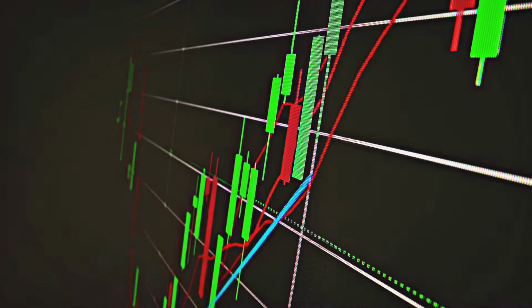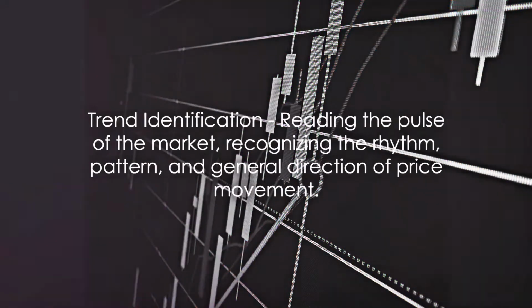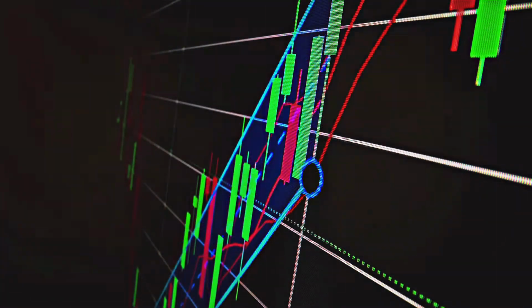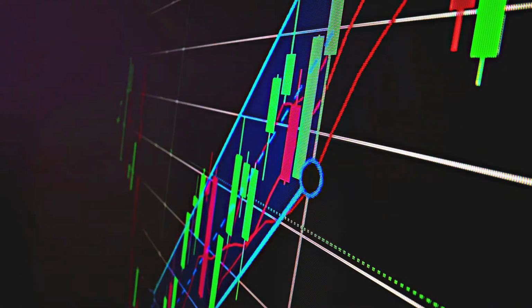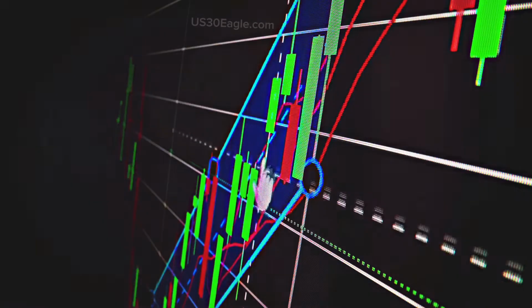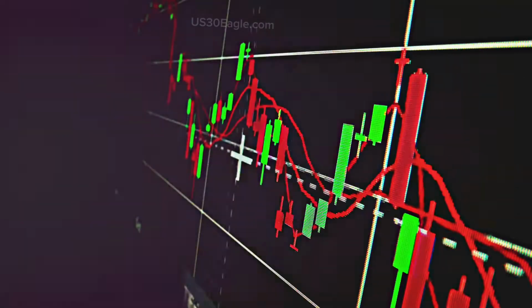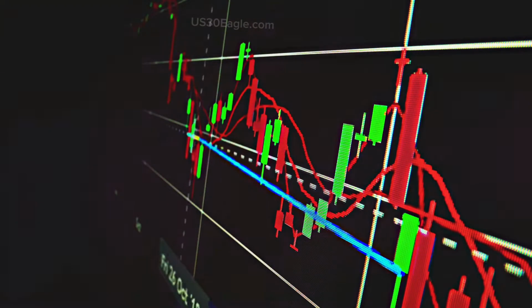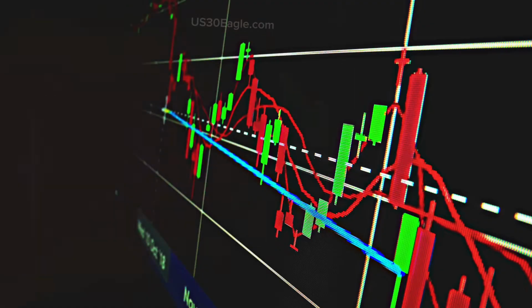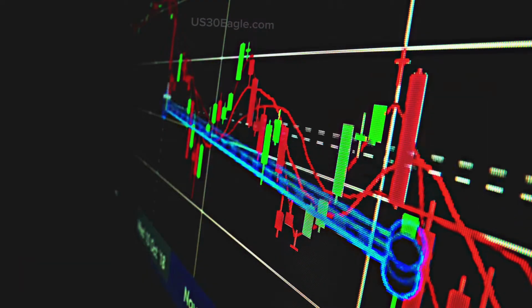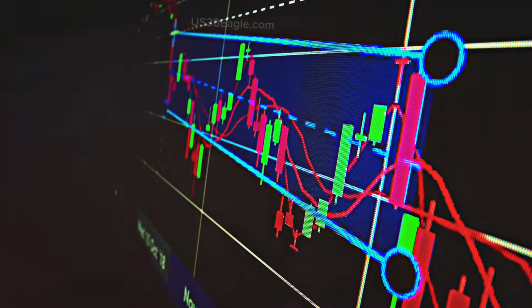But why is trend identification so important? Well, trading with the trend, also known as trend following, is one of the most common and profitable strategies in trading. It's like paddling downstream in a river. You're going with the flow, not against it. By identifying the trend, you're aligning yourself with the market momentum, increasing your chances of successful trades.